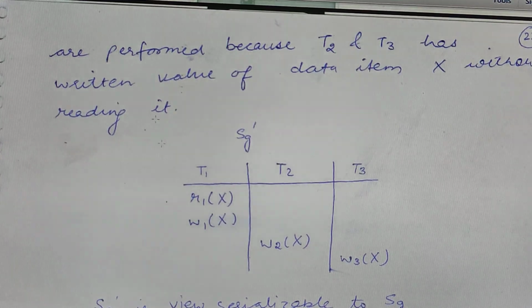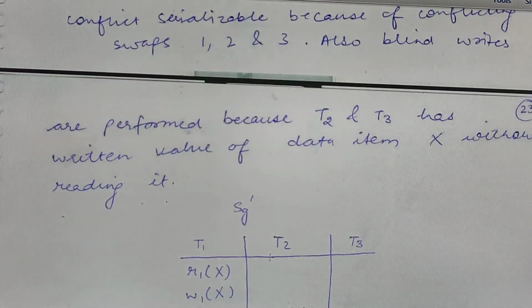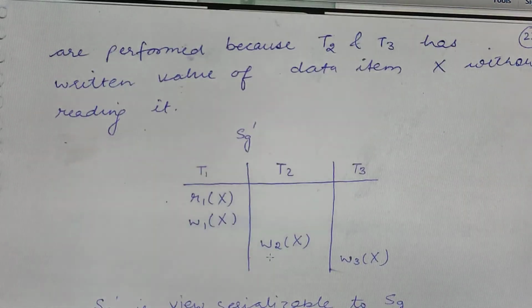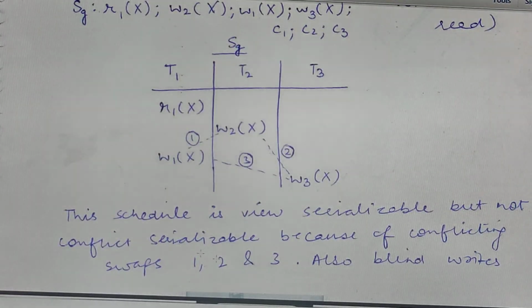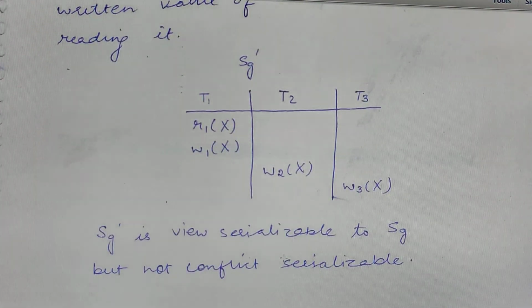Now, if we convert it into a serial schedule, yes, we can convert it into a serial schedule, but it will not be conflict serializable because we have conflicting operations. But it is view serializable because we are able to transform this schedule into a serial schedule, right? This is the equivalent serial schedule.